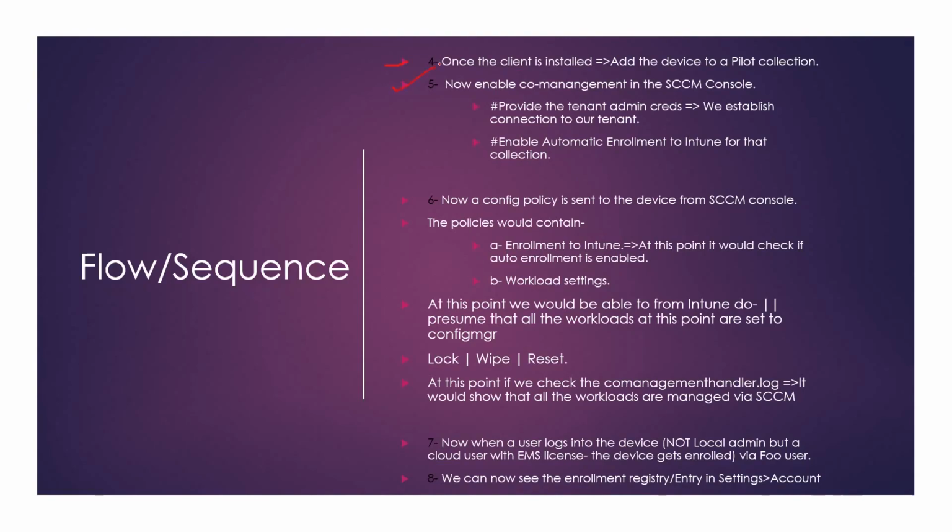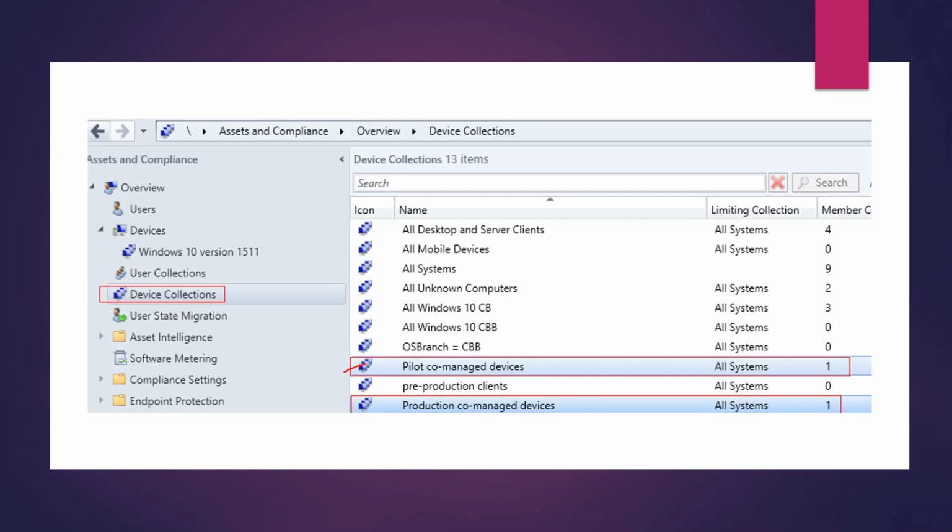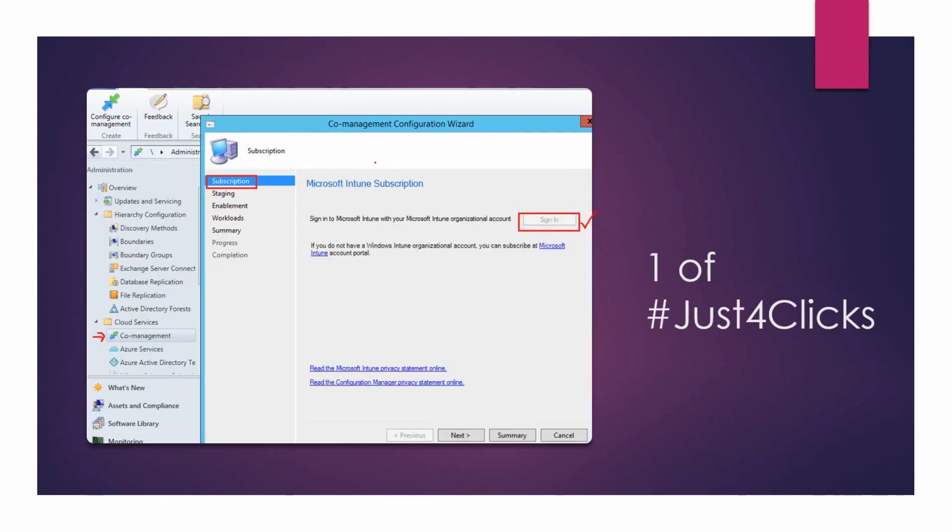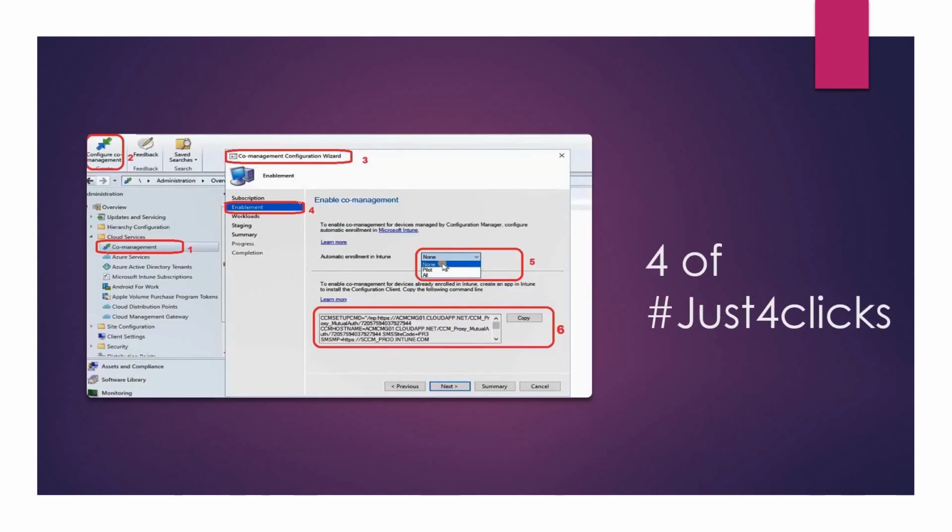Once the client is installed, now we have to enable co-management in our SCCM console. We have to provide the tenant admin credential to make sure that the connection is established. This is a prerequisite: auto enrollment has to be enabled. So I'm going over here and clicking on sign in. I'm providing my user credential and password. Once I provide them, the next thing that comes up is enablement.